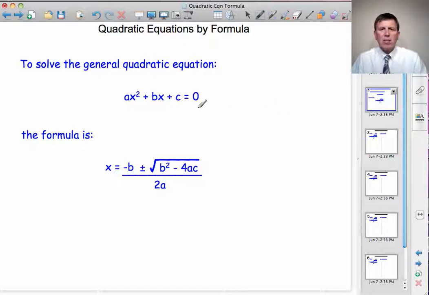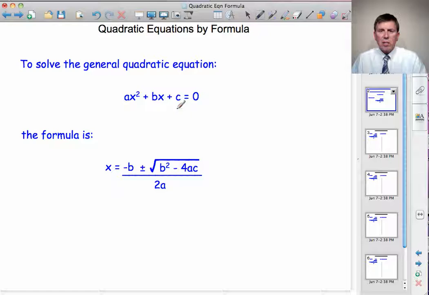And this is the standard way we set up a quadratic equation with all 3 terms on one side equal to 0 on the other side. Now the a is the amount of x squareds we have, the b is the amount of x's we have, and the c is the constant term on the end.